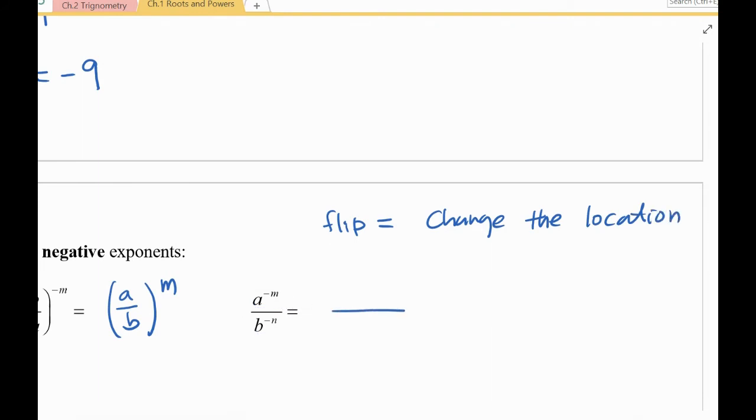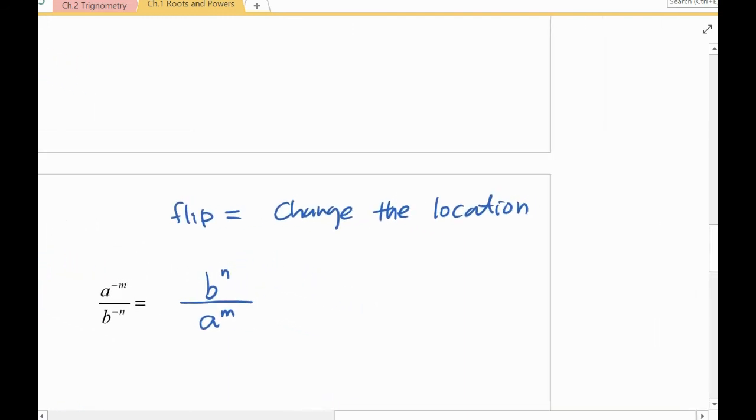Changing location means you move a to the power of negative m to the bottom because it has a negative exponent, so you move it to the bottom. So it is a to the power of positive m. So you just change the location. And b, move it to the top. So that is b to the power of n.